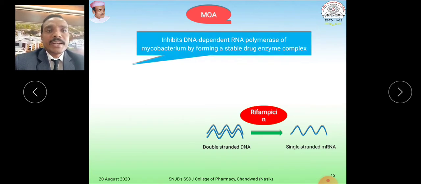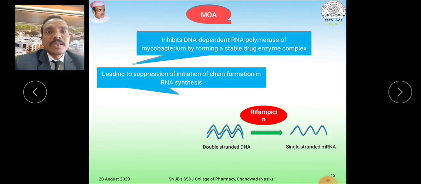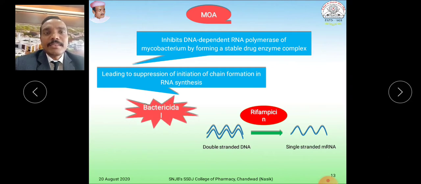So it inhibits the DNA-dependent RNA polymerase in mycobacteria by forming a drug-enzyme complex, and this complex results in suppression of initiation of chain formation in RNA synthesis, that means formation of single-stranded mRNA. So likewise it inhibits RNA synthesis and it produces bactericidal action.